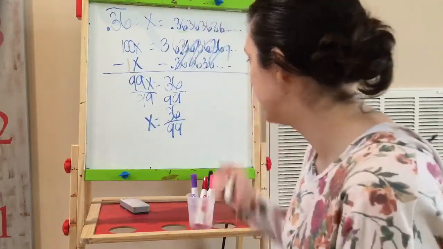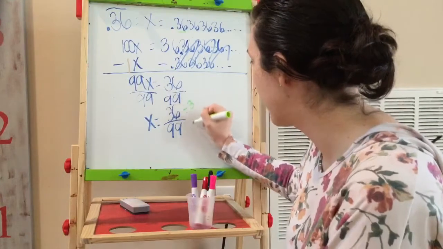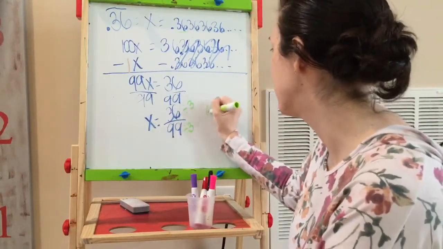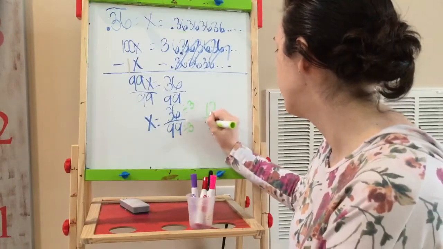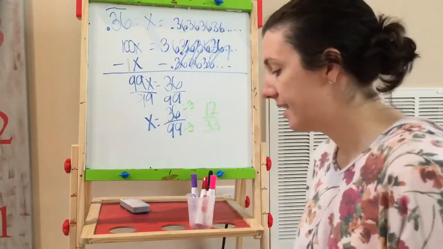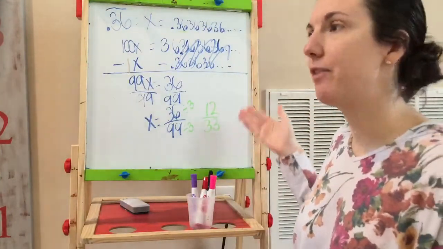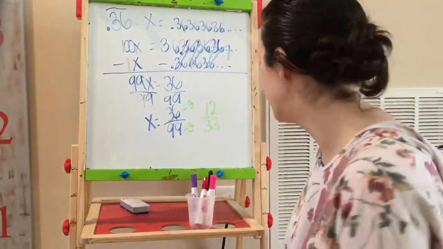So that's where I'm going to start. I'm going to use a different color so you can see what I'm doing. So 36 divided by 3 and 99 divided by 3. So 36 divided by 3 is 12, and 99 divided by 3 is 33. And so when I look at that, that can still be simplified.